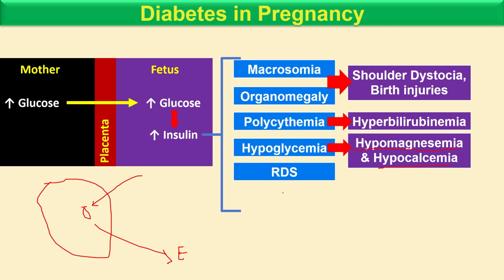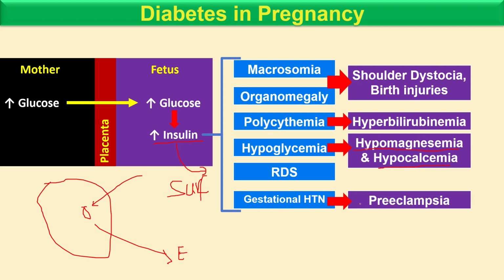Okay, there is the RDS, respiratory distress syndrome. This is RDS because a high level of insulin also interferes with the maturation of the lungs, or you can say surfactant development. So this stops the surfactant. That's why there is respiratory distress syndrome, and gestational hypertension is secondary to the diabetes. Gestational hypertension can cause preeclampsia, meaning hypertension plus proteinuria.